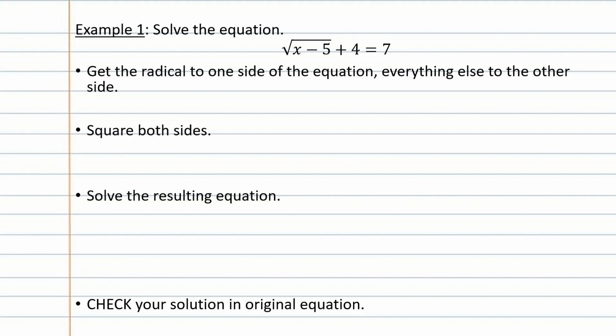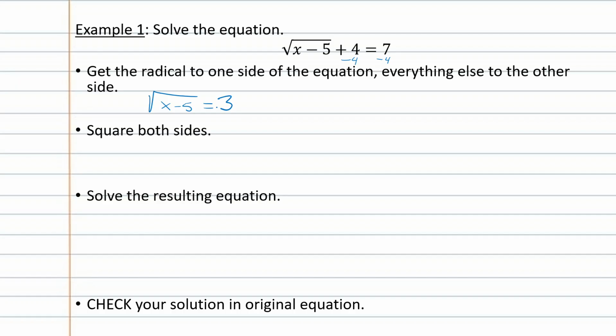All right, so let's look at the first example. Here I have the square root of x minus 5 plus 4 equals 7. I want to get the radical to one side of the equation by itself and everything else to the other. In order to do that here, I'm just going to subtract 4 over to the right-hand side. This is going to give me the square root of x minus 5 on the left-hand side, and it's going to give me a 3 on the right-hand side.